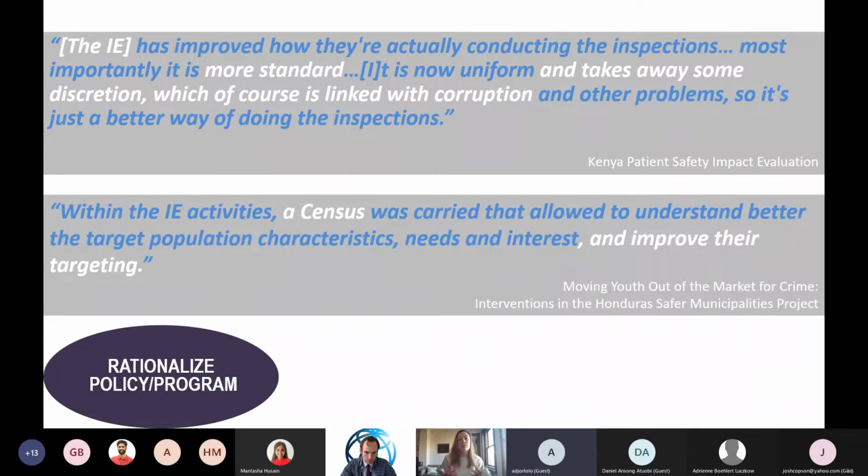In Honduras, this is moving youth out of the market for crime. So a completely different topic, impact evaluation and project. Our respondents said, well, within the IE activities, we carried out a census that allowed us to understand better the target population characteristics and improve their targeting. So as I said earlier, sometimes you want to set up a project, you want to target civil servants, for example, but how do you make sure that you're targeting the right ones? How do you make sure that you have the right information? And so this is also a way that you can improve the way a project is designed. And this is information that we're going to collect.